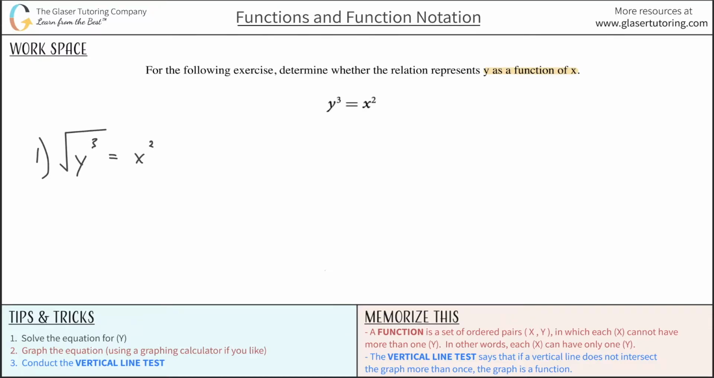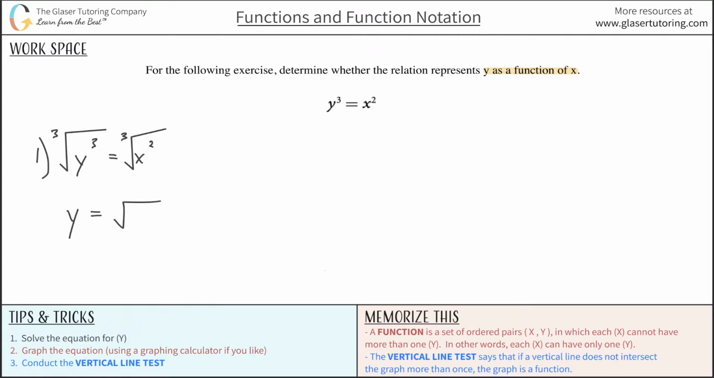So if you take the cube root of the left-hand side, then you have to also take the cube root of the right-hand side, okay? So in this case, the cube root here will cancel the cube. All right, so that leaves us with just y by itself. Now, on the right-hand side, we would just leave it alone, okay?